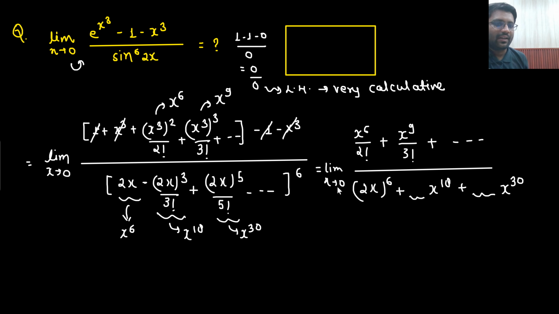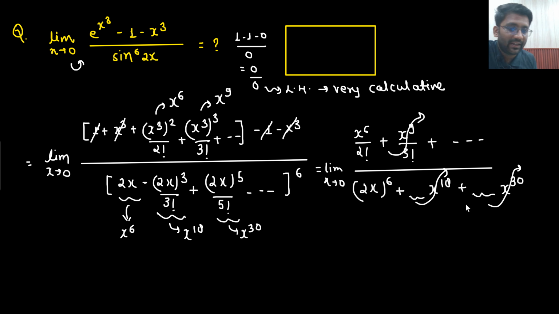Now if I use my brain, x is very small, so these terms will be very small. And someone would say that x to the power 6 will also be very small, so let's put 0 here. If I put 0 here, then again it becomes the 0 by 0 form, no?